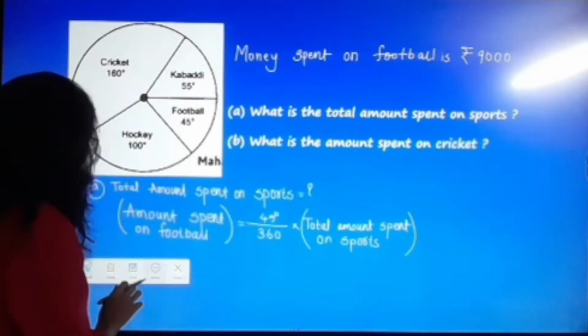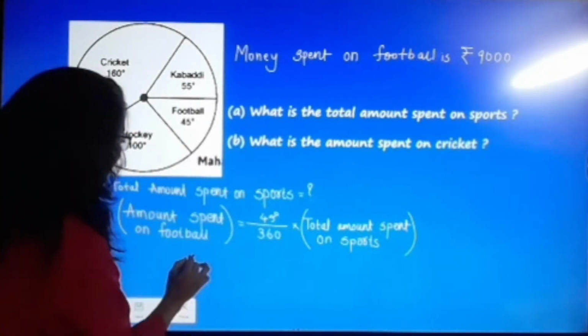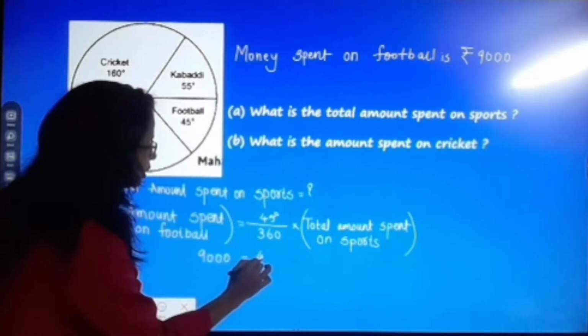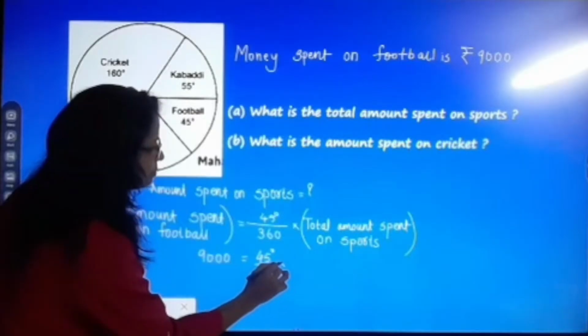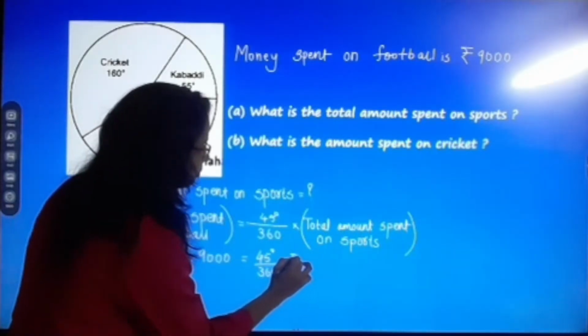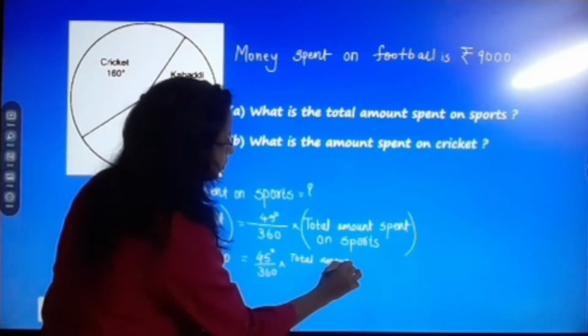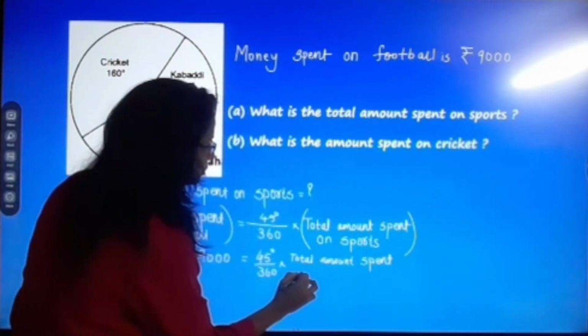So now here students, the amount spent on football is equal to 9,000. So here I write down 9,000, which is equal to 45 degrees upon 360, multiply by the total amount spent on sports.